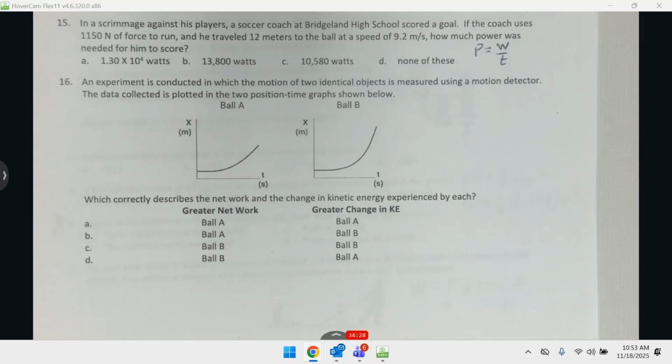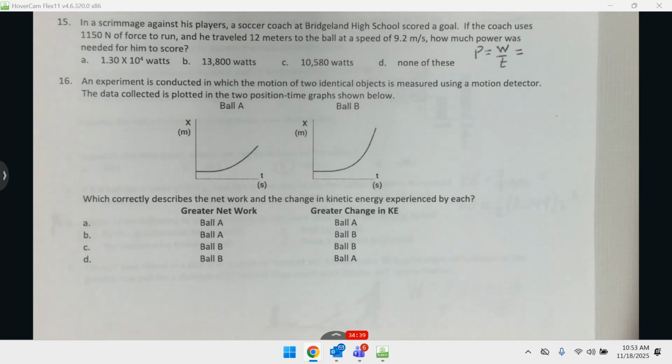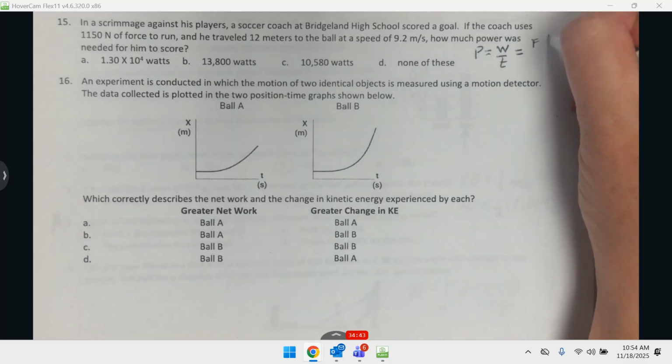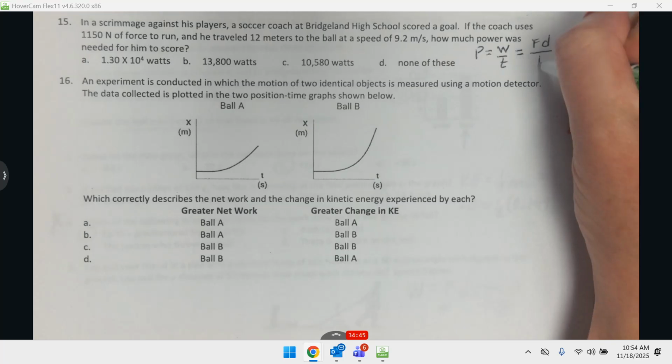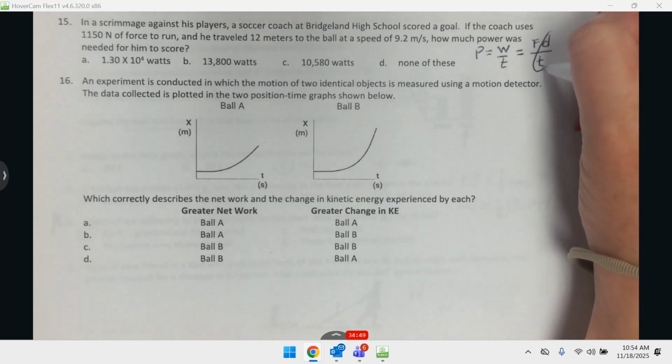However, if you recall, I also showed you another equation you could use for power. And I told you you're going to need this. It's not on your formula chart, though. If you substitute in for work the equation for work, force times distance, and you put that over time, we saw this in the notes. What is this?